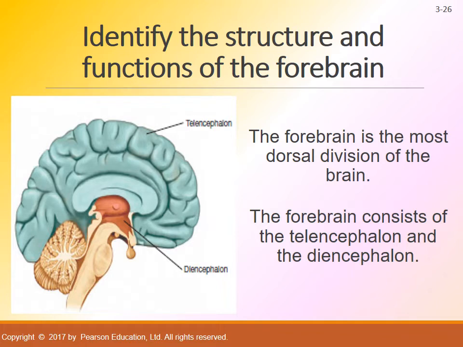The forebrain is the most dorsal division of the brain, and it consists of the telencephalon and diencephalon. What does dorsal mean? Dorsal is defined as the upper side of the brain. As you can see, the telencephalon is the upper part and the diencephalon is the lower part. This makes up the forebrain at the front of our brain.